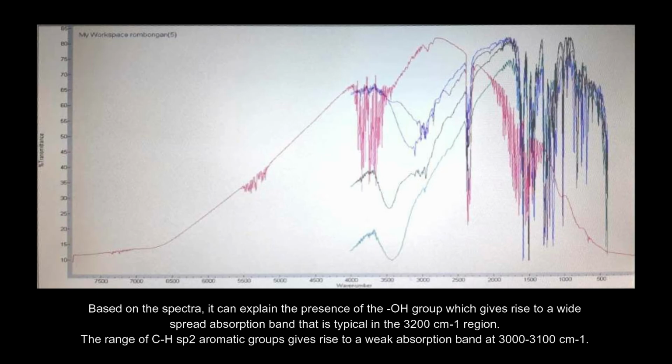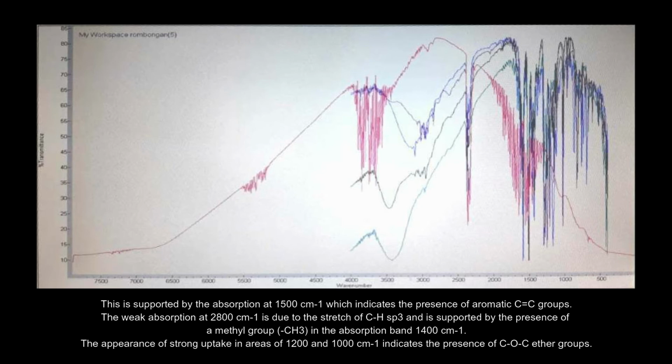Based on the spectra, it can explain the presence of the hydroxide group, which gives rise to a broad absorption band that is typical in the 3000 to 3500 per centimeter region. The CH bond of the sp2 aromatic group gives rise to a weak absorption band at 3000 to 3100 per centimeter. This is supported by the absorption at 1500 per centimeter, which indicates the presence of an aromatic C=C group.